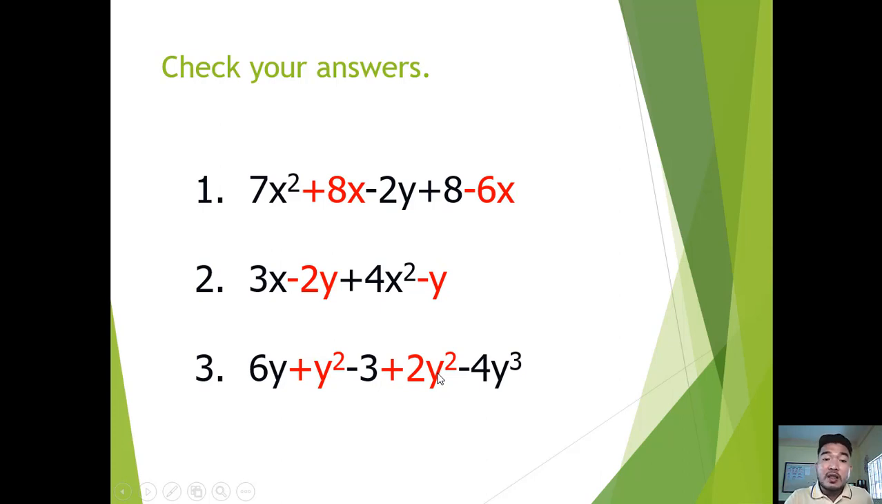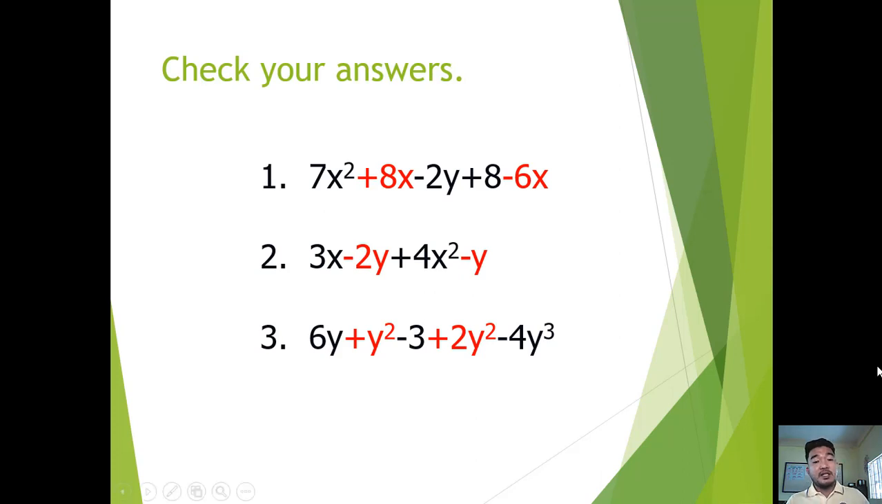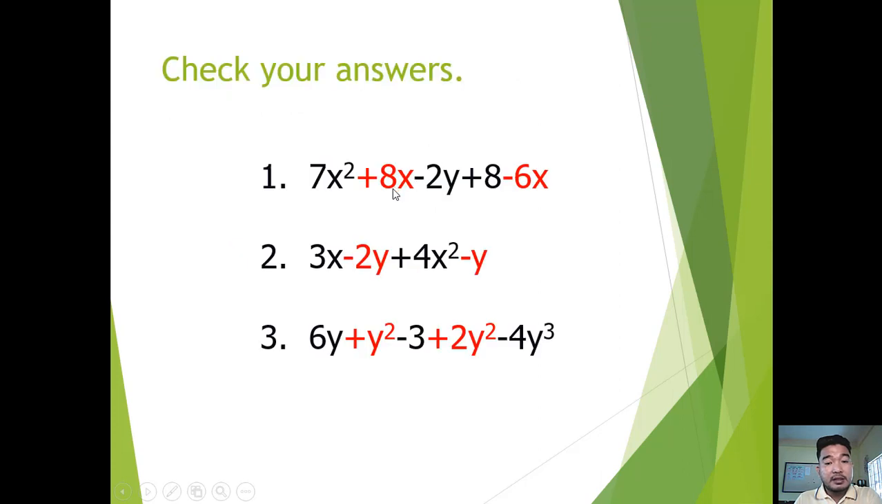Let us check whether our answer is right or wrong. Okay, so we have here 8x minus 6x is equal to 2x, then negative 2y minus y is equal to negative 3y, then y squared plus 2y squared is equal to 3y squared.